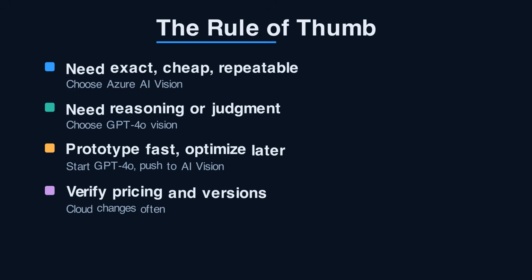And because token pricing, API versions, and model availability shift, always verify the current Azure docs before you finalize your design. Build the hybrid, and you get the best of both.